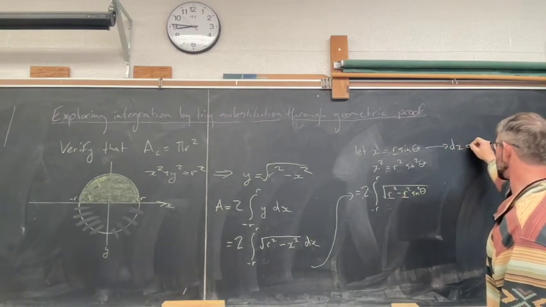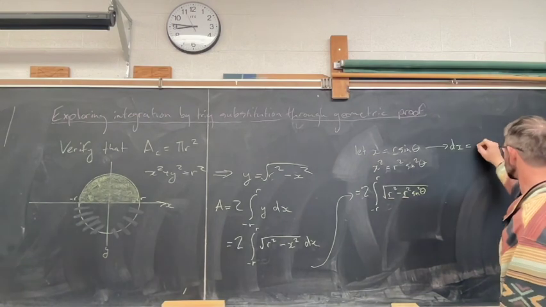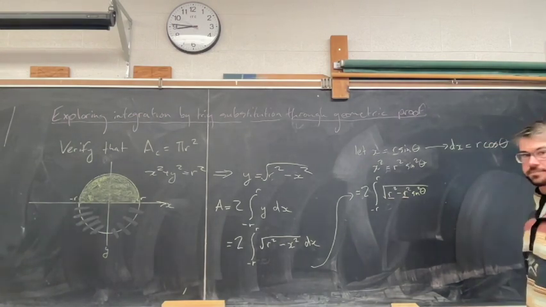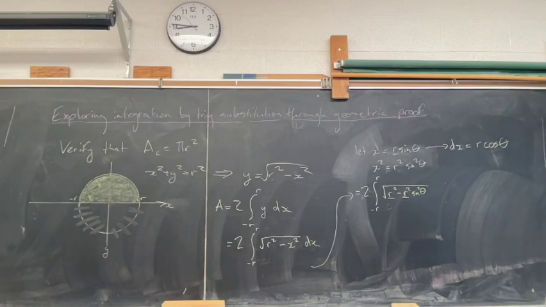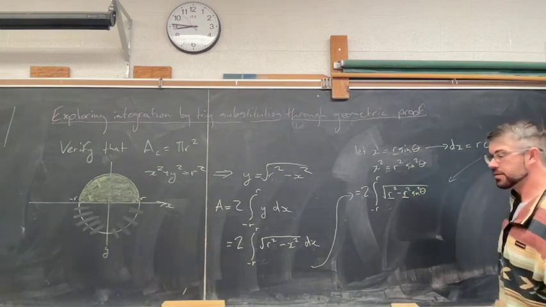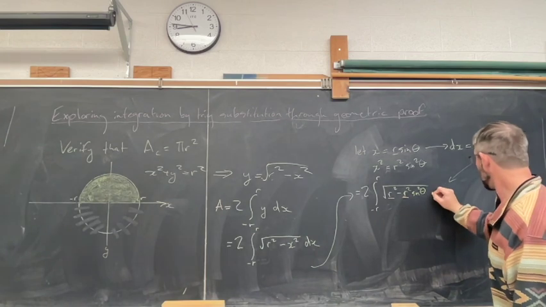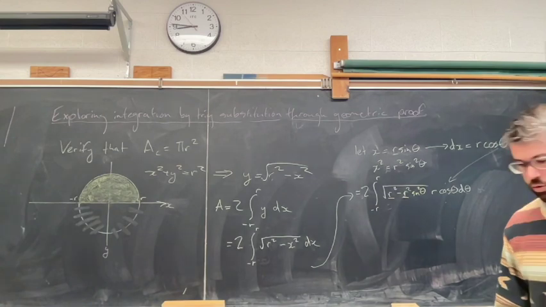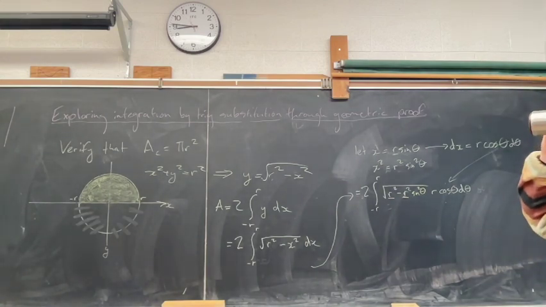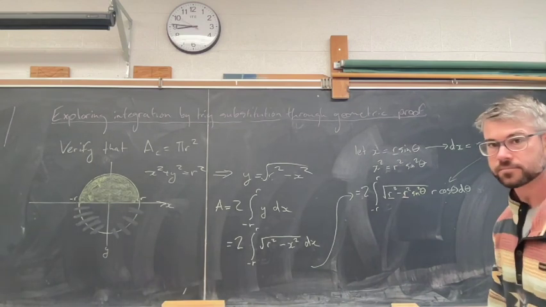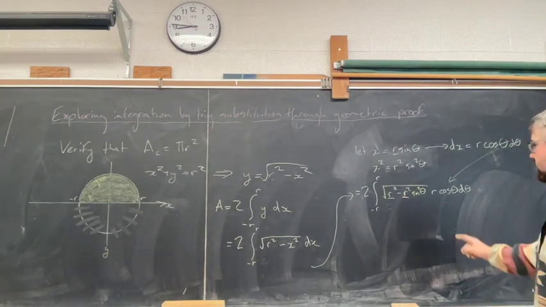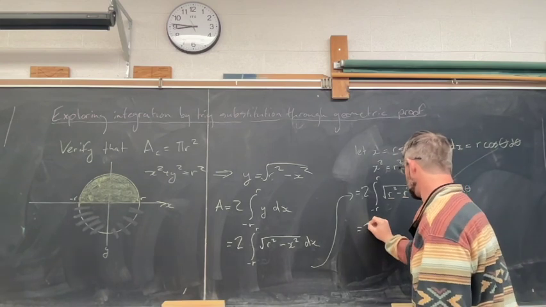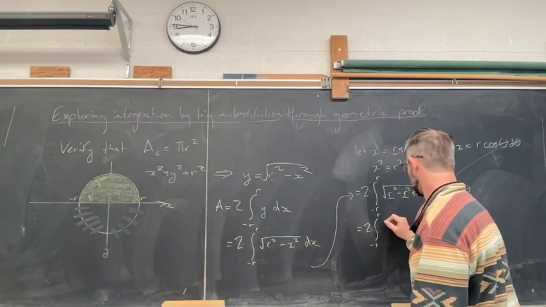So dx is equal to, now the derivative of sine is cosine, so this is going to be r cosine theta times d theta. And that will be our substitution that will get put in for dx. So this will be r cosine theta d theta. Cool. And now we keep going. So I've got 2, negative r to positive r.